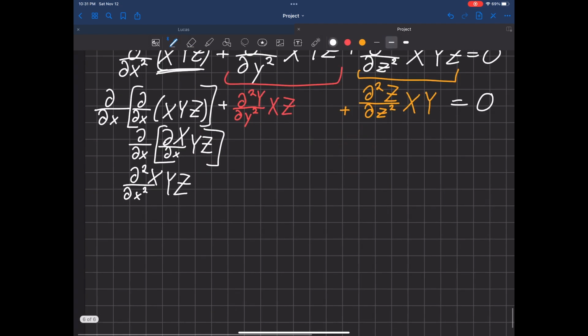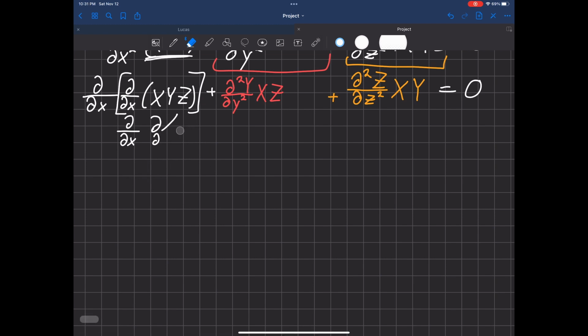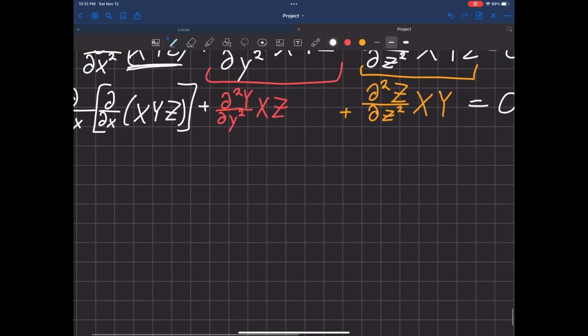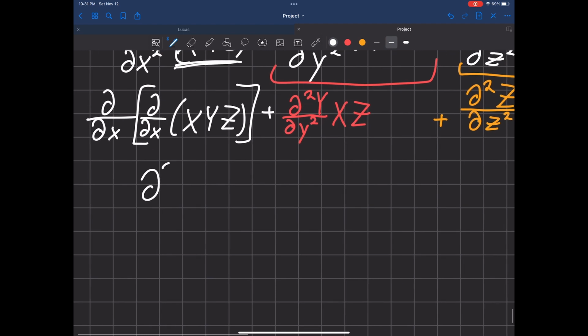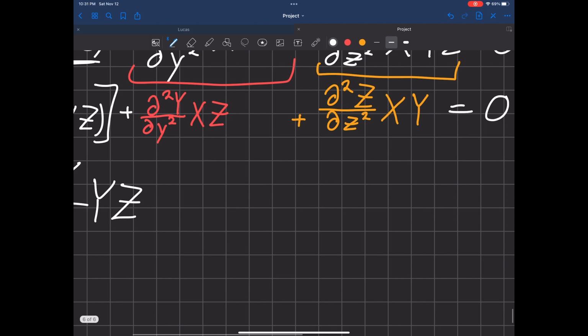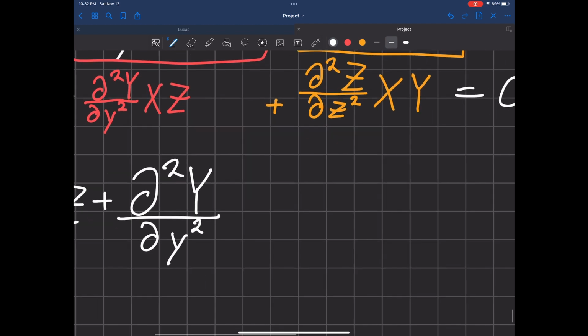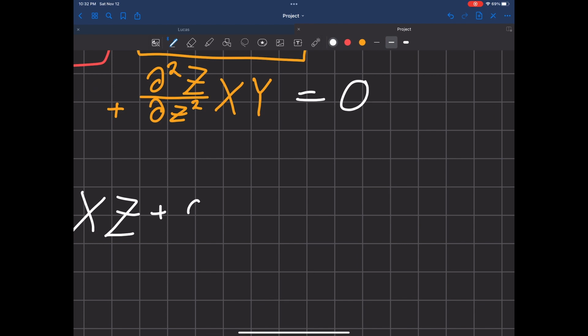Whole thing equals 0. So let's copy that down a little bit neater. I'm just going to erase this part so we see what's happening. We're going to have the second derivative with respect to x of our big X times our Y component times our Z component of our potential, plus the second derivative with respect to Y of our Y function times X times Z function, plus the second derivative with respect to Z of Z, right?